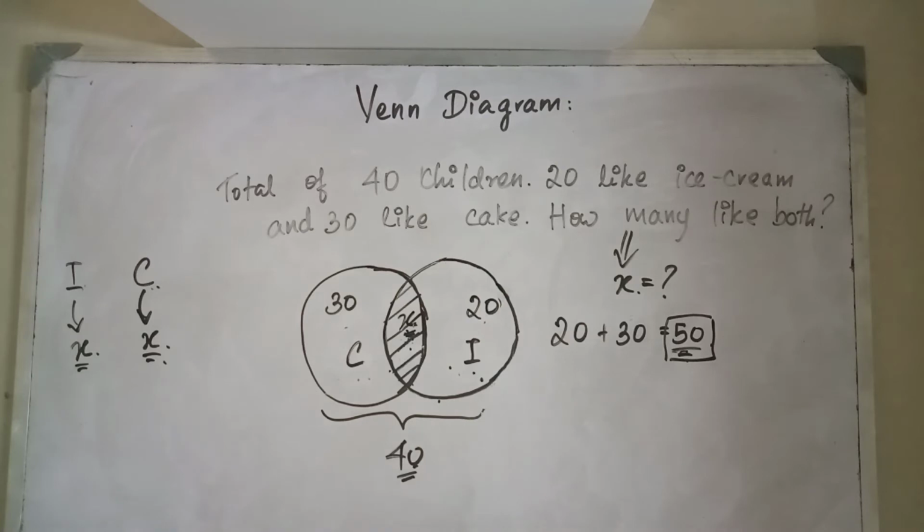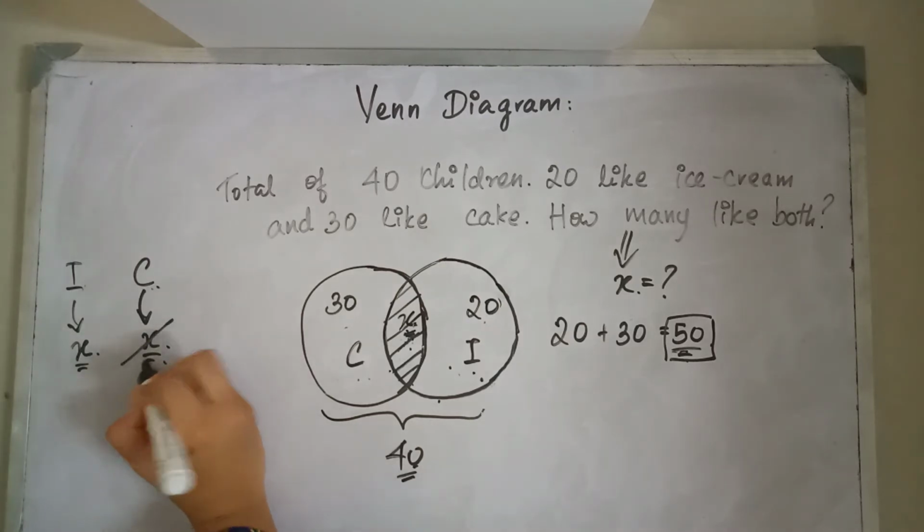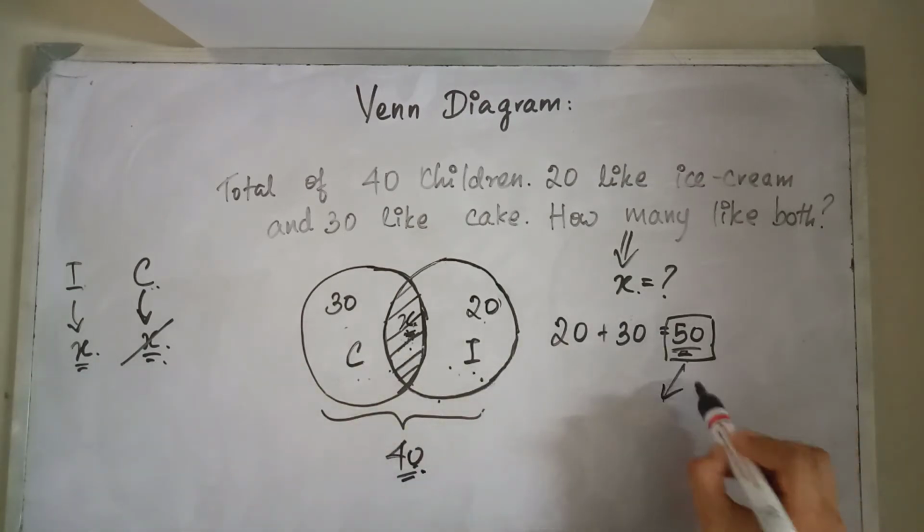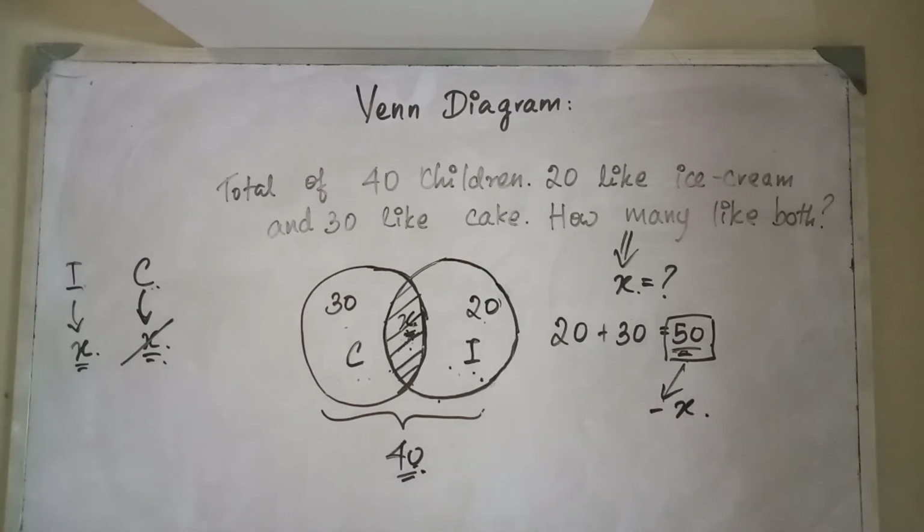So our job is to find out the overlapping part. For that we have to take out any one of these two X, because this total comprises only of one X. So we have to subtract one X from this number. Why? Because there's a repetition of X.